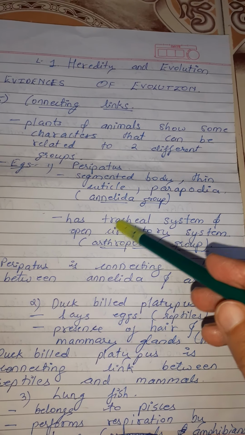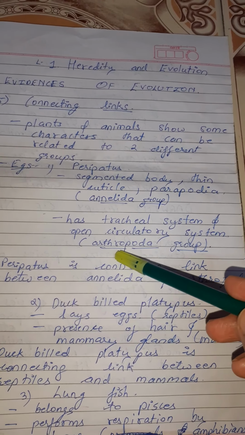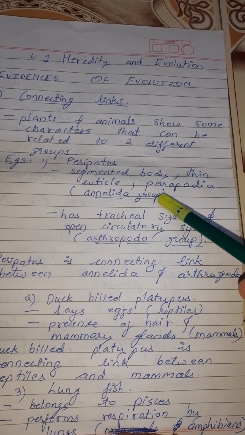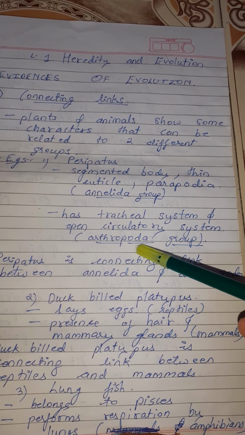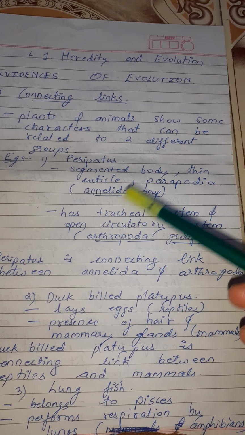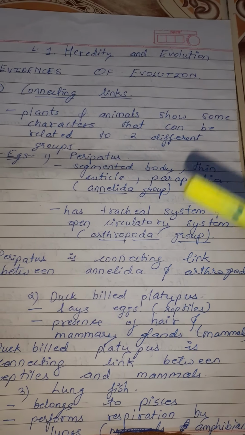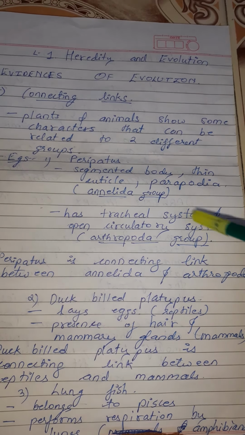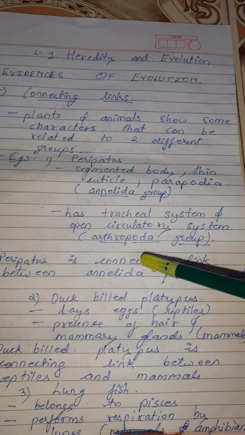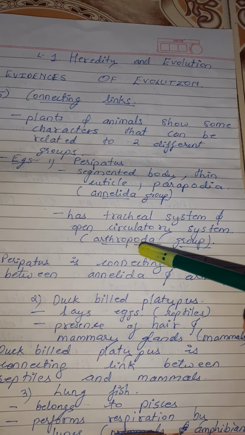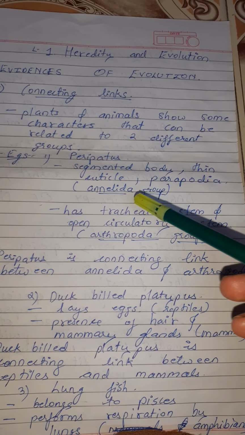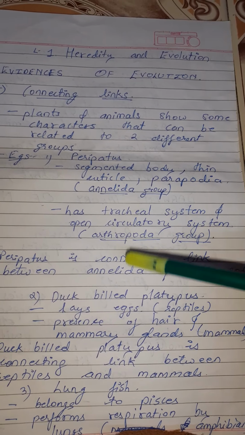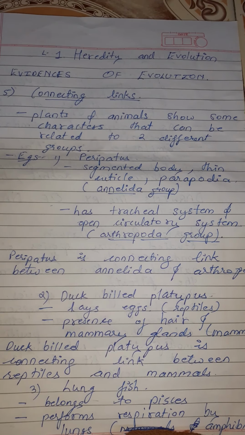So these two characteristics are the characteristics of the arthropoda group. So characteristics of the annelida group and of the arthropoda group are both present in Peripatus. So this proves that Peripatus is a connecting link between two groups, annelida and arthropoda. This means that these two groups, arthropoda and annelida, have a common ancestor.